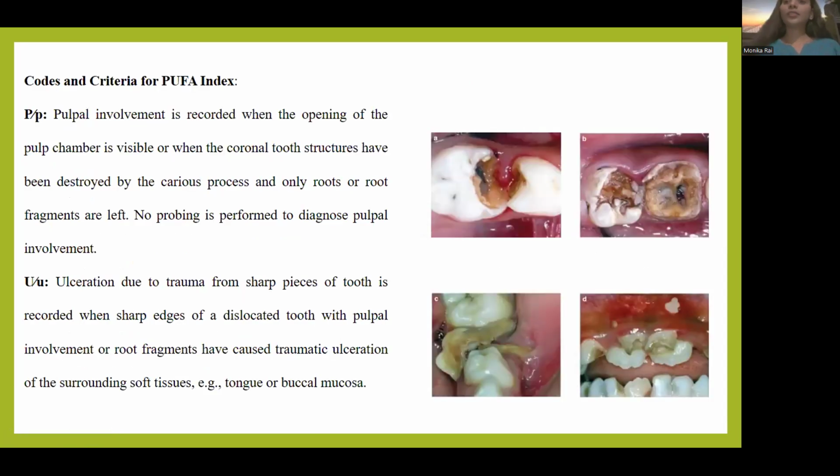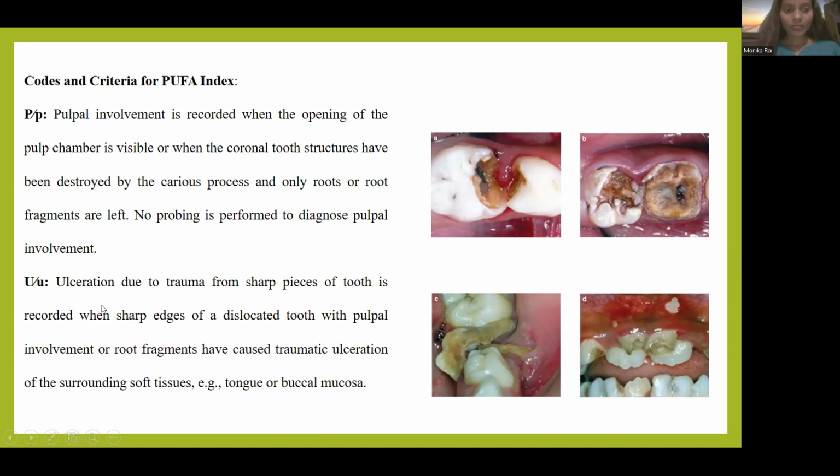So this is the PUFA index. Uppercase P, lowercase p, that is permanent and primary pulpal involvement, is recorded when the opening of the pulp chamber is visible and when the coronal tooth structures are being destroyed by the caries process and only the roots or root fragments are left. No probing is performed to diagnose pulpal involvement. Here we can see these things in the picture.